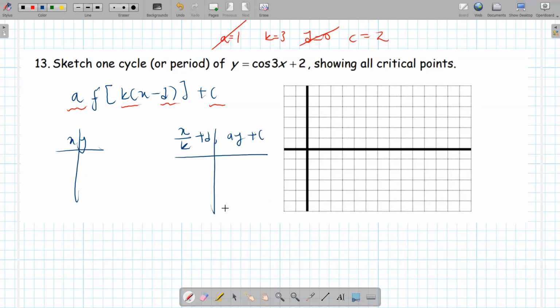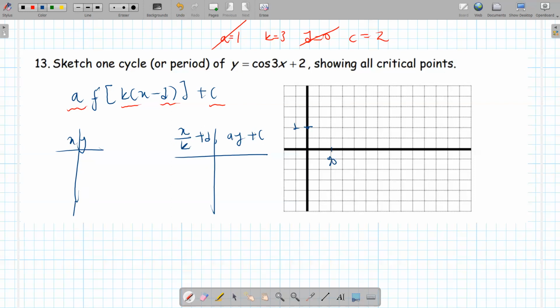Okay, let's look at the parent function. What's the parent function here? Just cosine x, the parent function. So what are some points on cosine x? Cosine x starts here. When x is 0, y is 1.